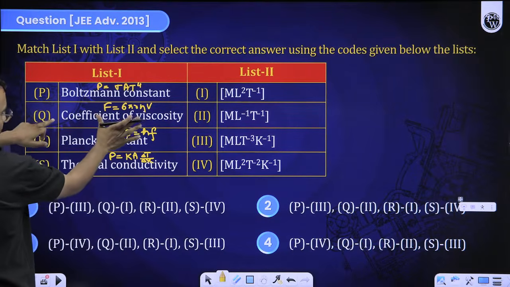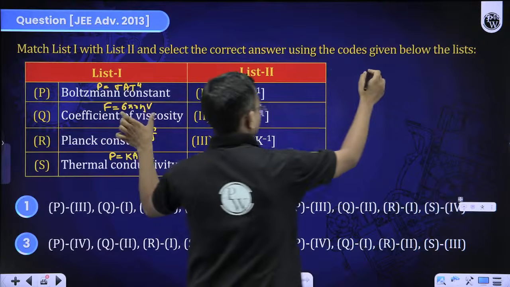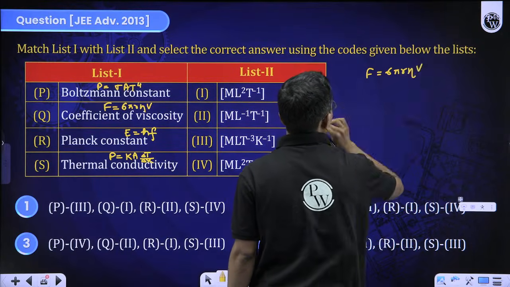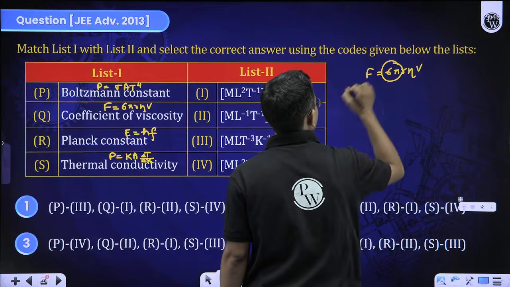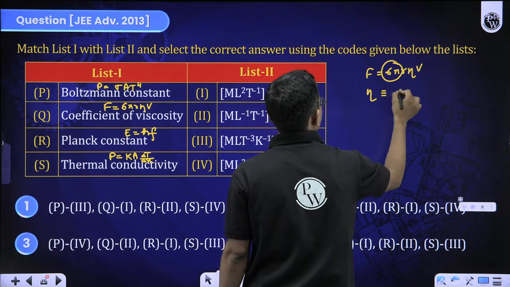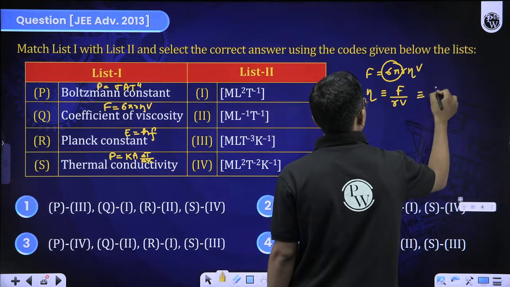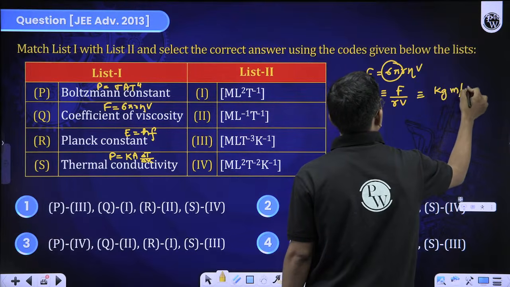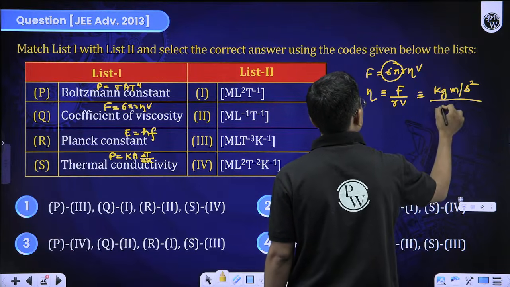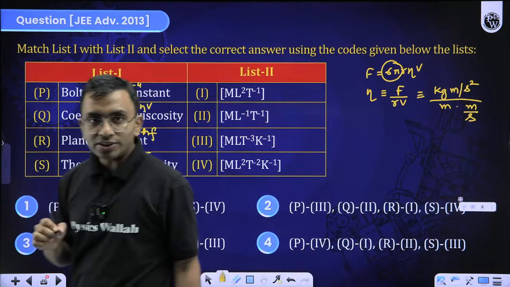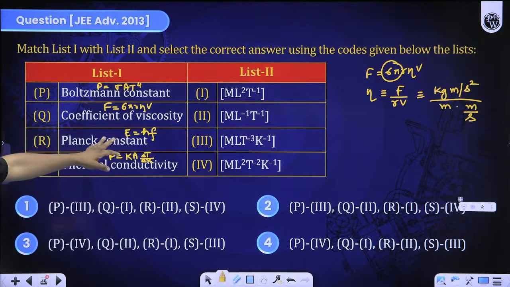Coefficient of viscosity we have not done, so let us do that. Force is equal to 6 pi r eta into v. Here 6 pi is a constant, you can remove that. Eta is just force divided by r into v. So force unit will be kg meter per second square divided by r, which is meter, and velocity, which is meter per second. That way you write the units and then you will be able to write the dimensions of eta.